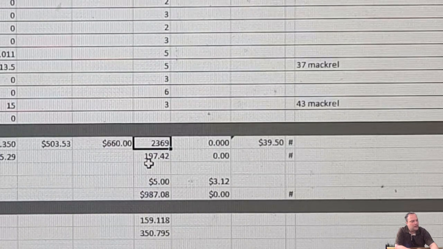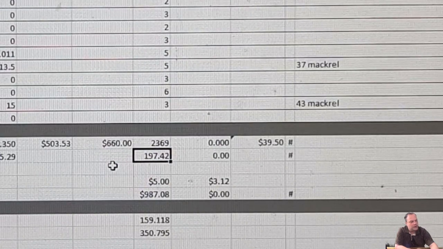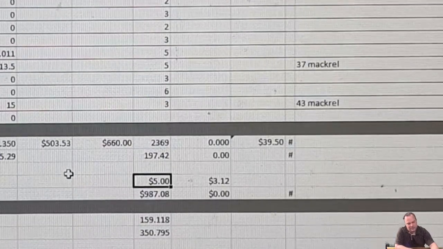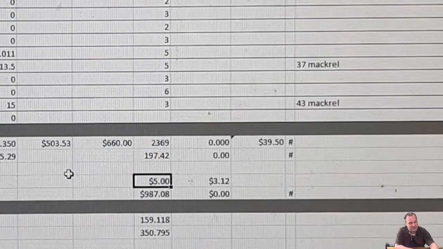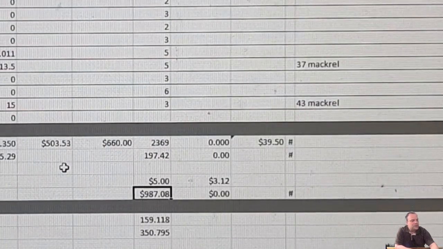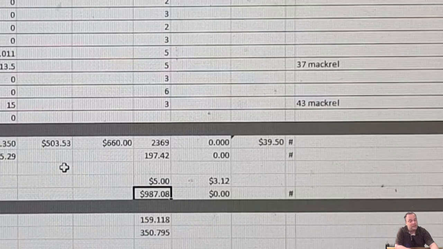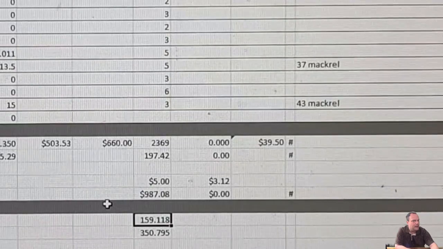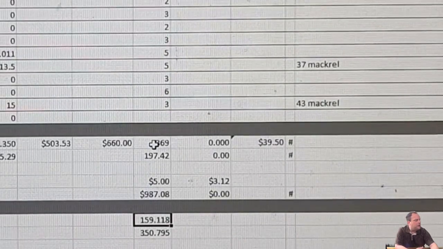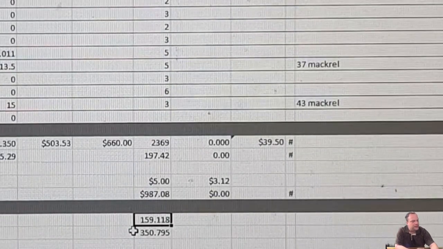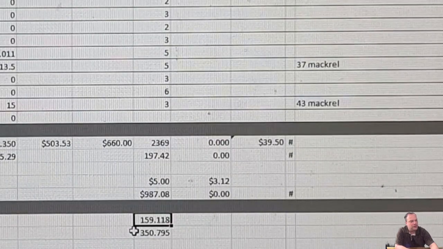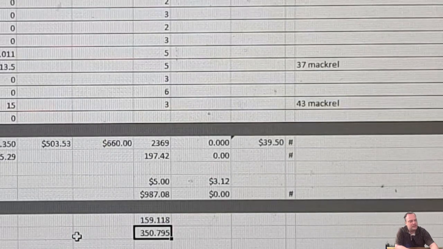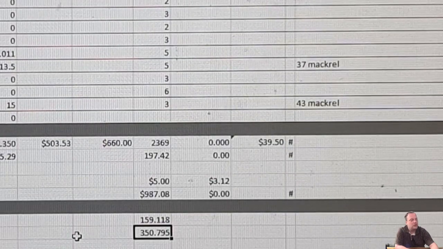2,369 eggs, which is approximately 197.42 dozen. Currently, the price of eggs here is going around $5 a dozen, which would give you a value of $987. I did the average weight of an egg, then multiplied it by the number of eggs, and I found that they come to 159.118 kilograms, or 350.795 pounds of eggs.